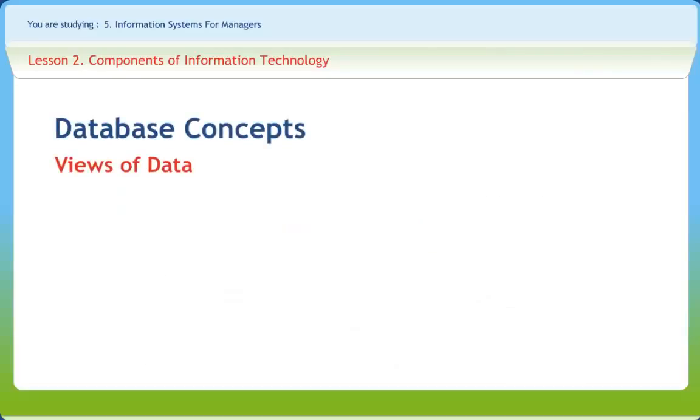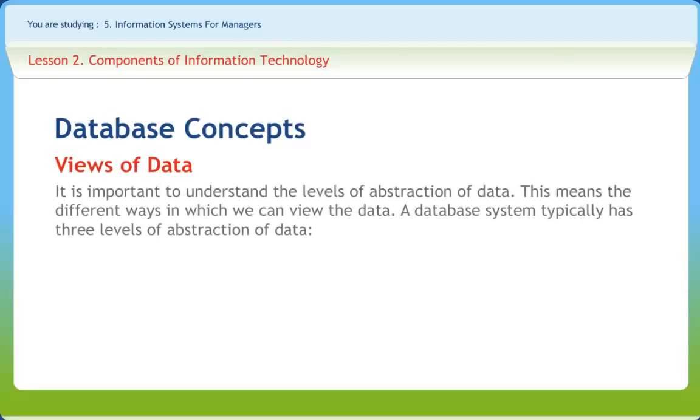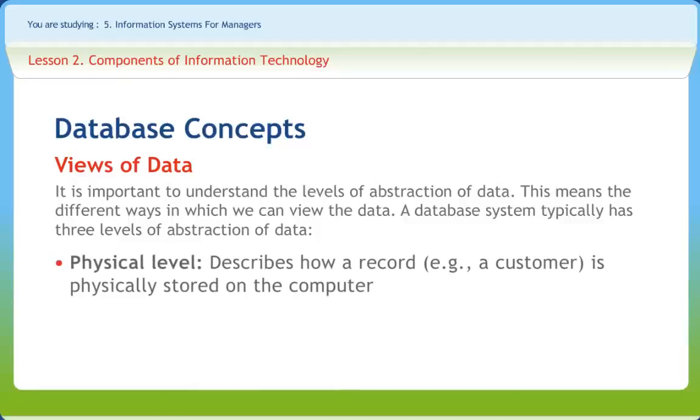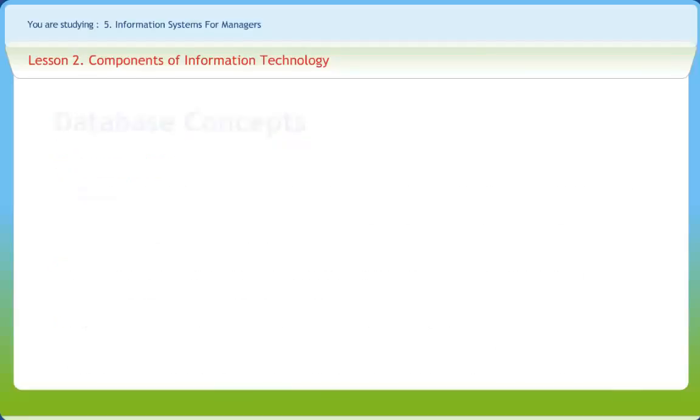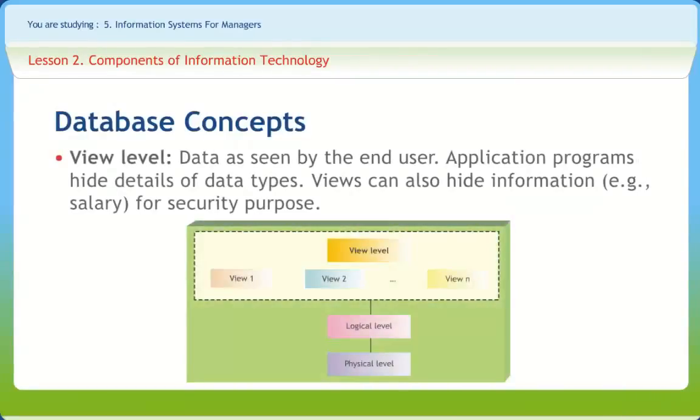To understand the working of the database system, it is important to understand the levels of abstraction of data. This means the different ways in which we can view the data. A database system typically has three data abstraction levels, namely physical level, logical level, and view level. Physical level describes how a record is physically stored on the computer. Logical level describes data stored in the database and relationships among them. Under view level, data is seen by the end user. Application programs hide details of data types. View can also hide information if and when needed for security purposes.